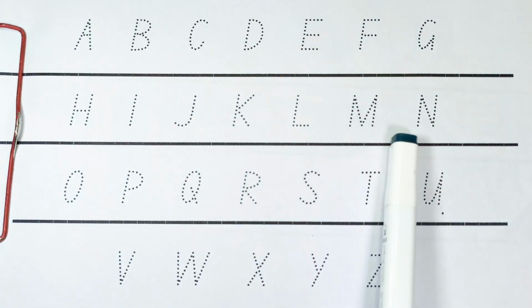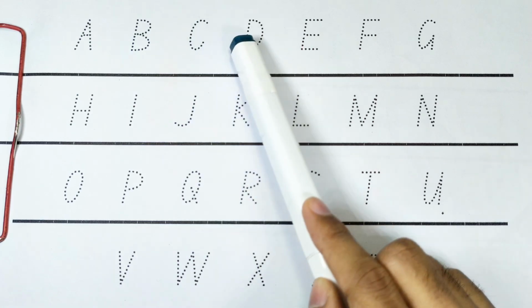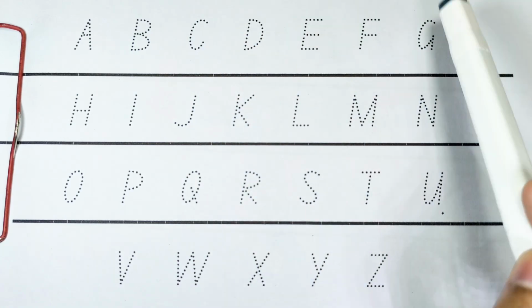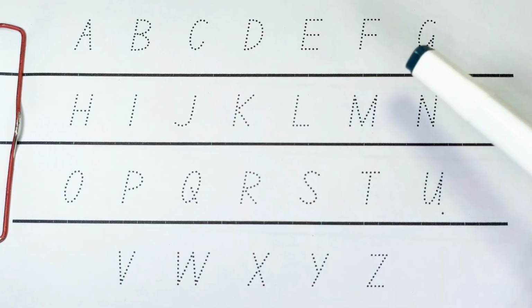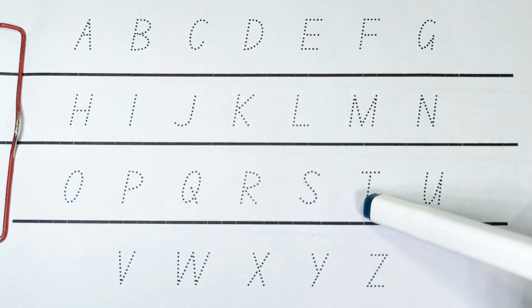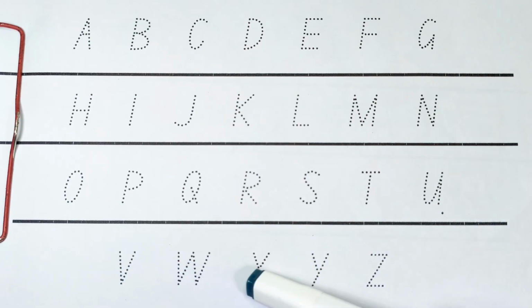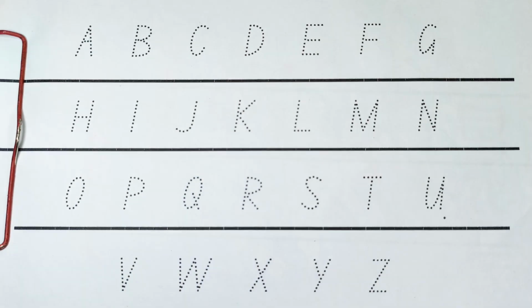Today we're writing capital letter alphabets A to Z. A, B, C, D, E, F, G, H, I, J, K, L, M, N, O, P, Q, R, S, T, U, V, W, X, Y, and the last one is Z. Now start writing alphabets A to Z.